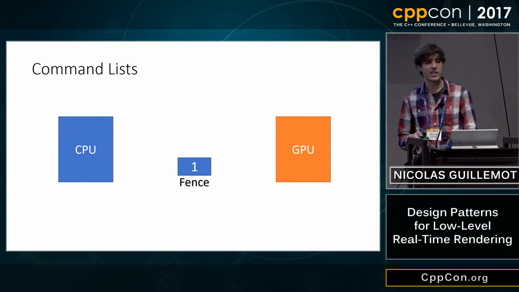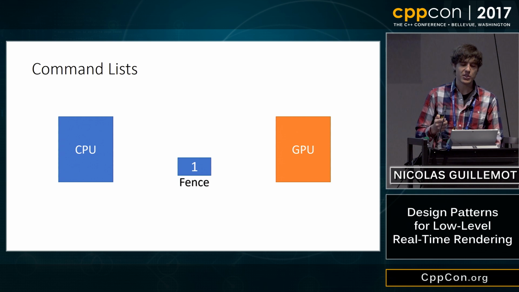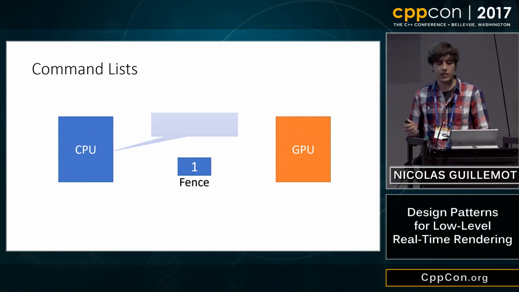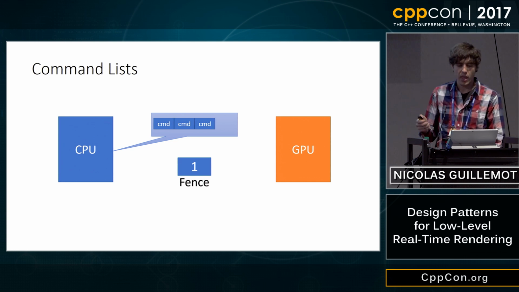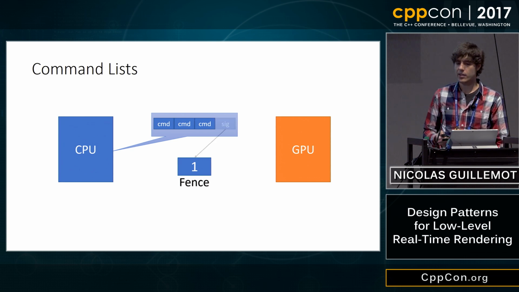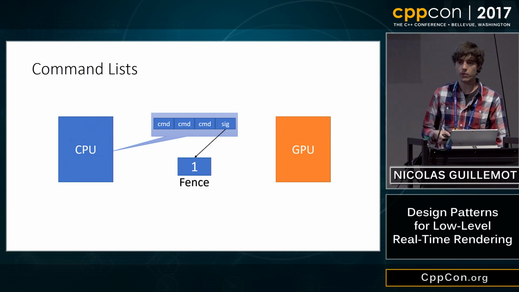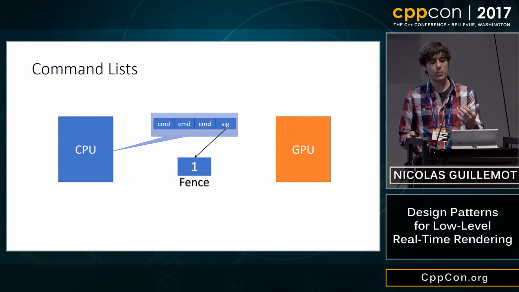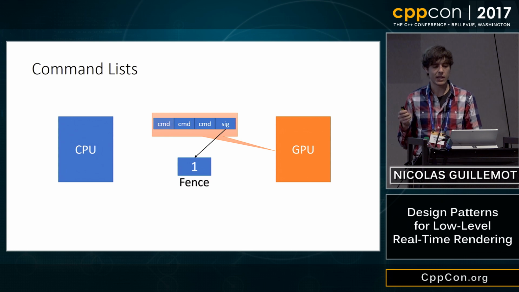In this scenario, we have a CPU and a GPU, and we have a fence object in the middle. The fence object currently has the value of 1, pretty arbitrary. Let's suppose the CPU writes a list of commands that it wants to send to the GPU. At the end of this list of commands, it outputs a special command, a signal command, which is what changes the value of the fence. After it writes this list of commands and sends it, the GPU takes control of that list of commands and executes the commands.